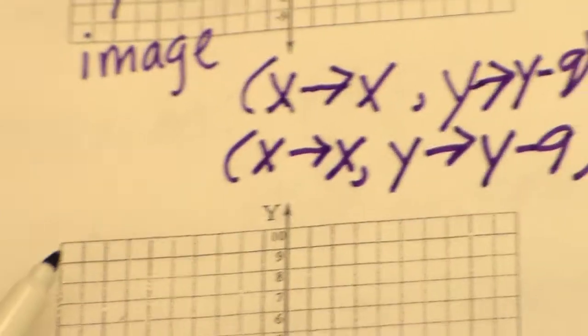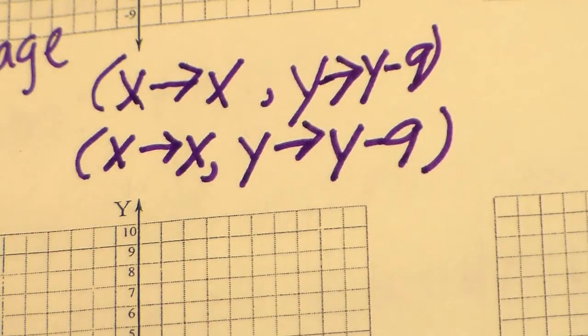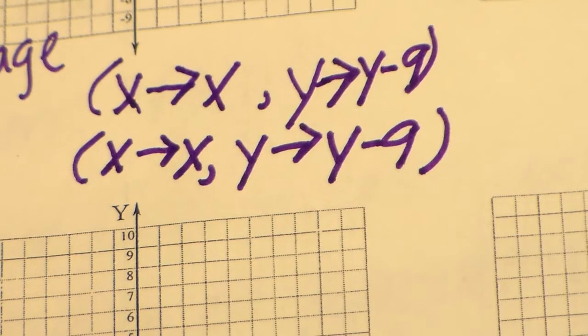And what's new from what you've learned before is this labeling system. So we're going to be using it from here on out when we're talking about really anything, translations, reflections, so on. So let's look at this one.